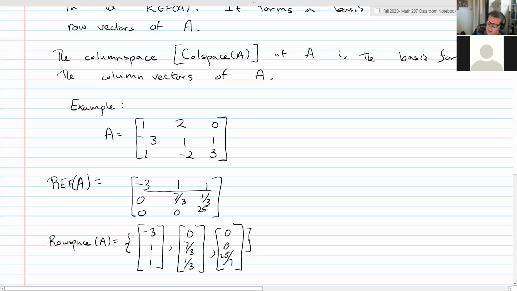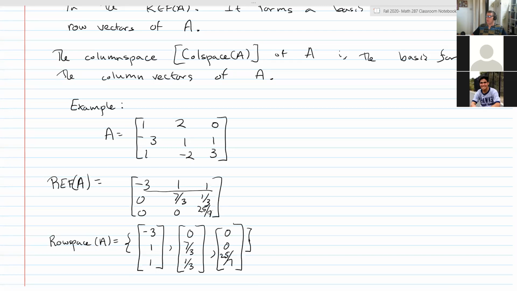So can anybody tell me what vectors in A are linearly independent? What set of vectors in A are linearly independent? Not the row space of A, but in A, which of the column vectors of A are linearly independent? Okay, which ones, Raphael? Can you name them? 1, negative 3, 1, 2, 1, negative 2, 0, 1, 3.